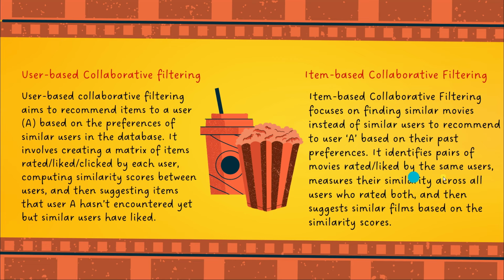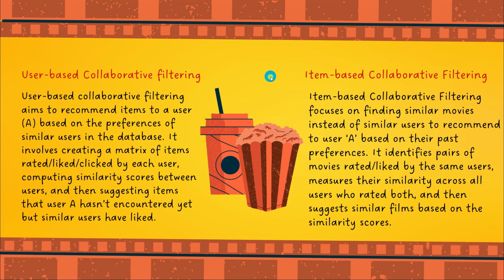You can measure the similarity across all of the users who rated both, and then suggest similar films based on their similarity score. That means if I, let's say user A, liked superhero genre movies, user B also likes these ones. So this is how item-based collaborative filtering actually works.